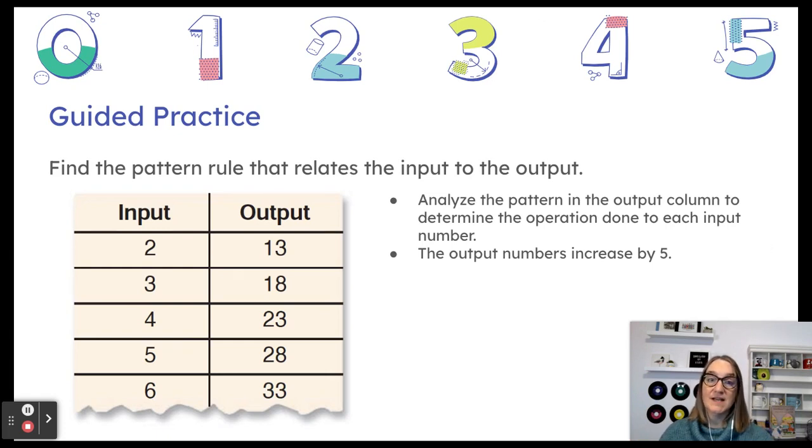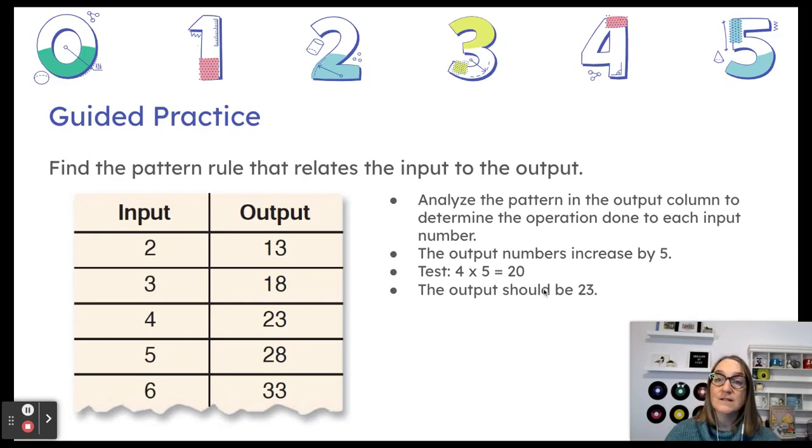Our next step then is to test that out. We can choose any input number in the table to test, but let's go with 4, okay? So 4 times 5 equals 20, but the output should be 23, so the pattern rule doesn't work. Now, do we just give up, toss it out, and say, I can't do this? No, absolutely not. We got 20, and 20 is close to 23, so we're probably on the right track. The fact that we didn't get it right away just means that there's probably more than one operation in the relationship between the input and the output in the function rule.